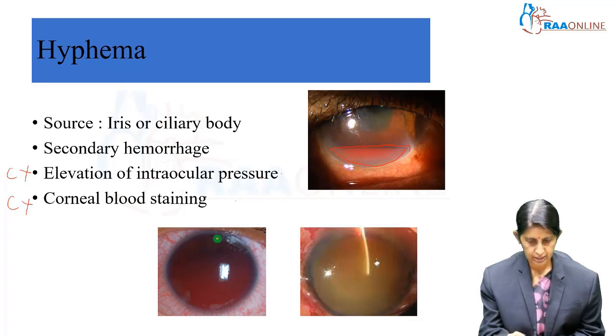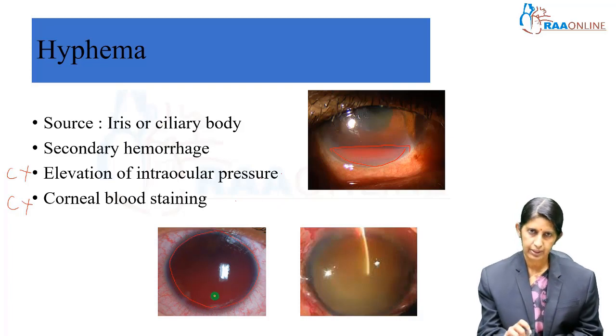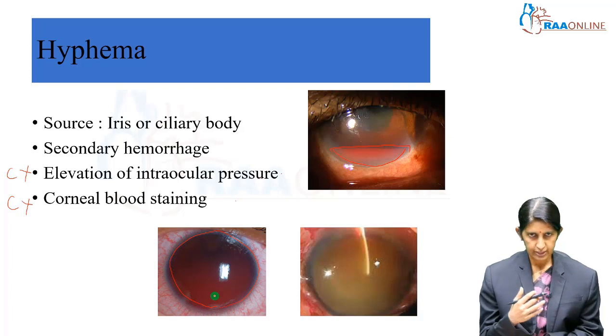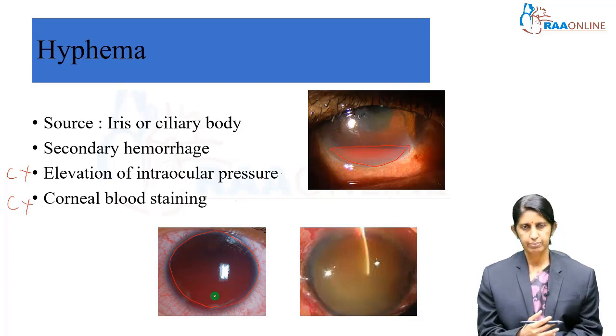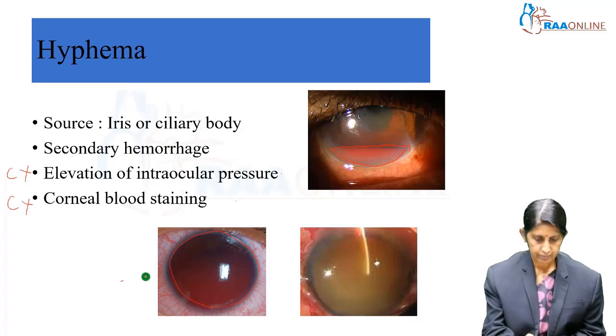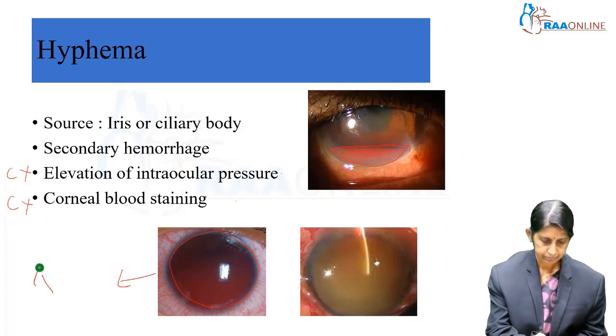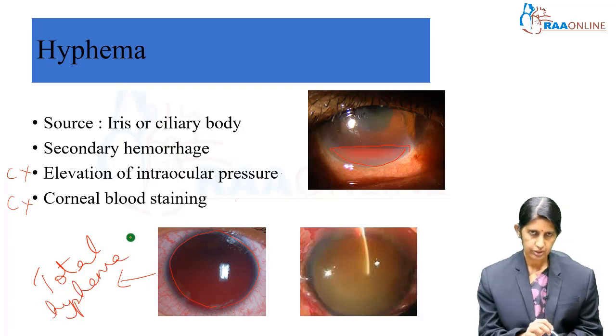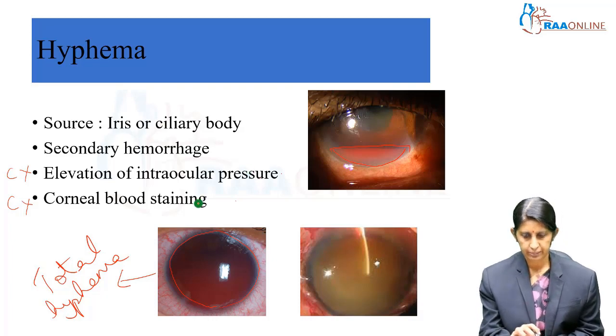But if the patient has, like you can see in this picture, a total hyphema, the entire anterior chamber is filled with blood, and we are not able to visualize any underlying structure such as the pupil or the iris, this is called a total hyphema. It's a very important entity. Total hyphema is also called an 8-ball hyphema, and this can be dangerous because it can lead to elevation of intraocular pressure and corneal blood staining.